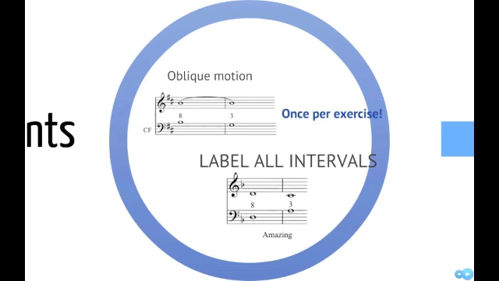In the top example. In the bottom example, I just wanted to point out simply that in all of your species counterpoint examples, you should always label all intervals, and you only need to label the generic interval. So you don't need to include whether it's major or minor, and you also don't need to specify compound intervals. So just remember to label all intervals in every species counterpoint assignment.